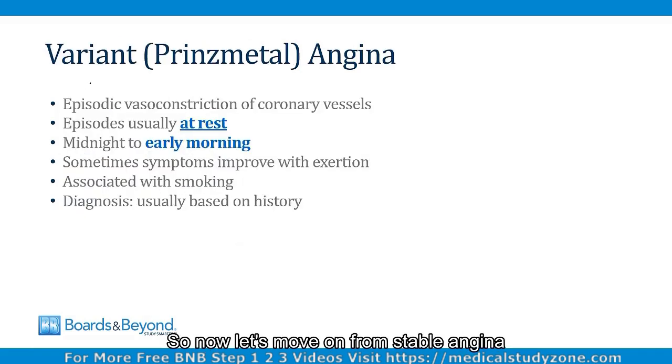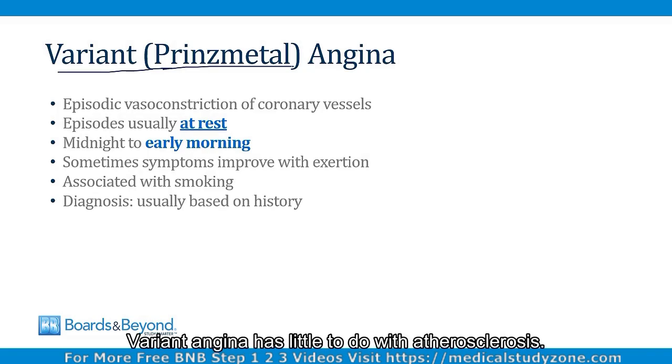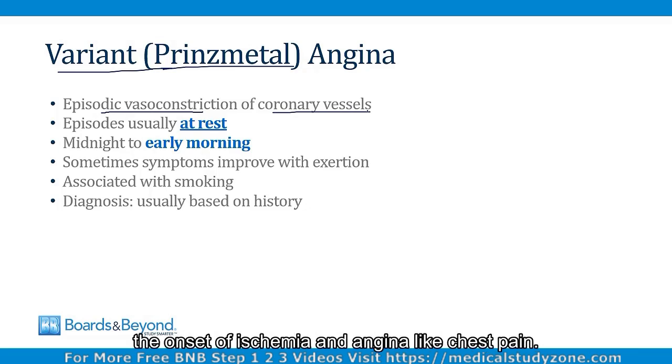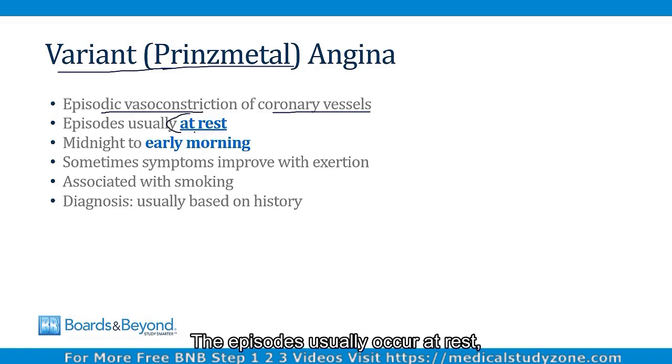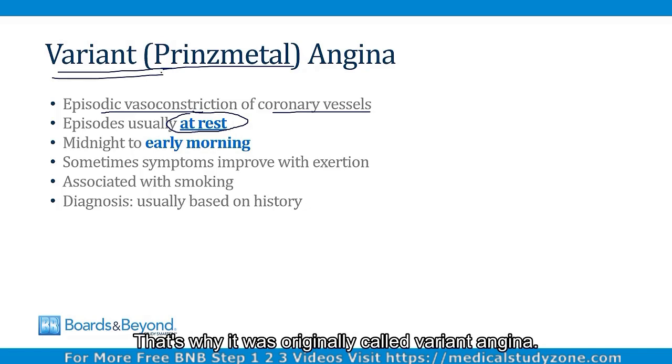So now let's move on from stable angina and talk about what's known as variant angina. It's also sometimes called Prinzmetal angina. Variant angina has little to do with atherosclerosis. It's caused by episodic vasoconstriction of coronary vessels. So these patients will abruptly develop the onset of ischemia and angina-like chest pain. The episodes usually occur at rest, which makes this very different from stable angina. That's why it was originally called variant angina.